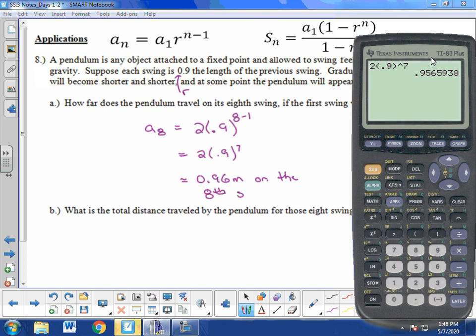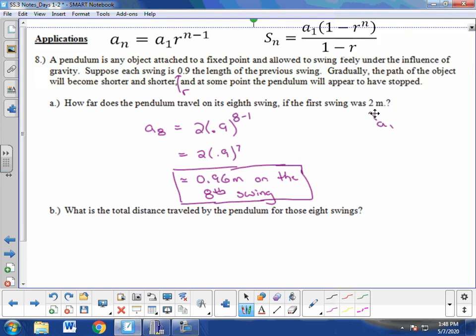So we can find the distance that it travels on any given swing using this nth term formula for a geometric sequence. So it initially started at 2 meters. After the eighth time that it passes through in a swing, it's going to be a little under 1/2 of that distance. Now, B says, what is the total distance traveled by the pendulum for those 8 swings?